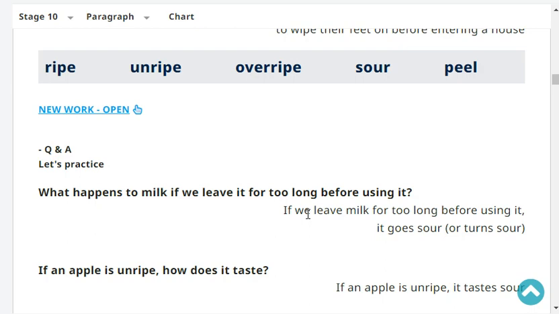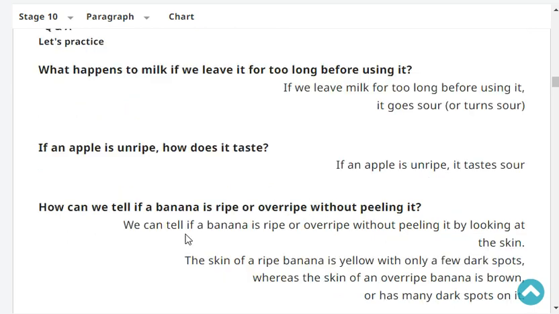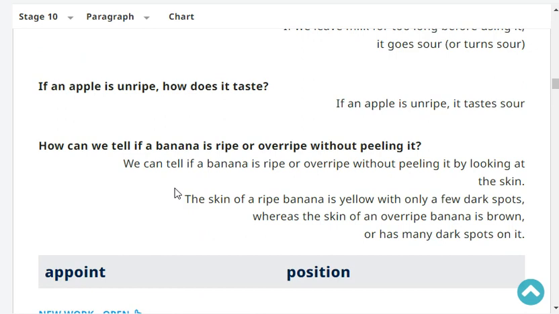If we leave milk for too long before using it, it goes sour. Very good. If an apple is unripe, how does it taste?